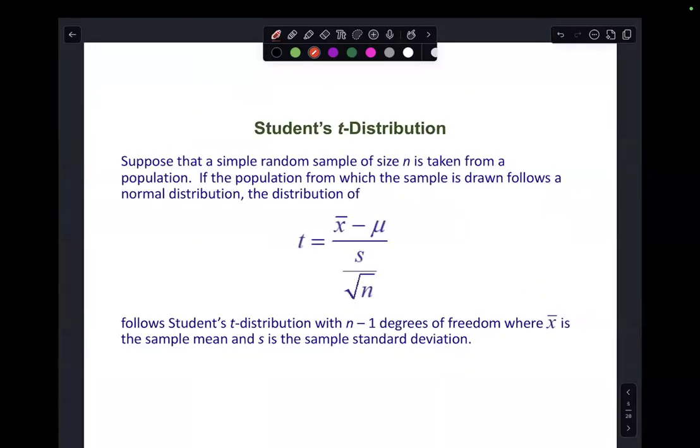So I'm going to talk about t-distributions. Now, I'm not going to ask you to explain the difference between a t-distribution and a z-distribution, or a t-value and a z-value. I'm going to make it pretty simple. If we're dealing with means, we're going to use t. If you're dealing with proportions, you're going to use z.